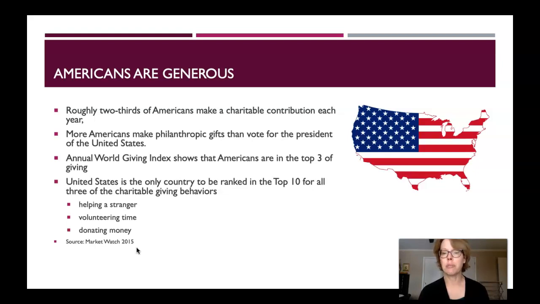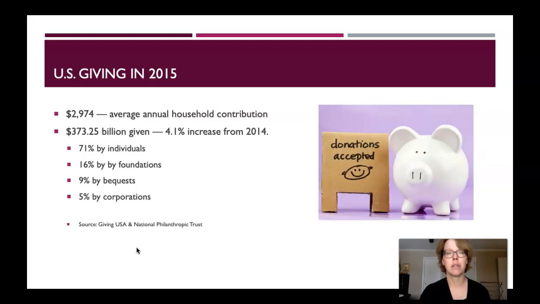The U.S. is the only country to be ranked in the top 10 for all 3 of the charitable giving behaviors: helping a stranger, volunteering their time, and donating money. In U.S. giving in 2015, the average annual household gave almost $3,000. The total altogether was $373 billion.